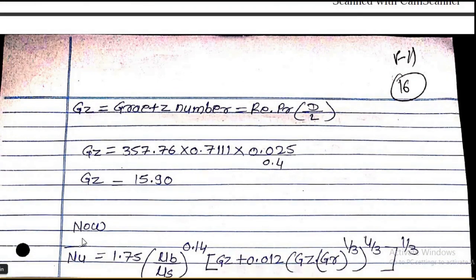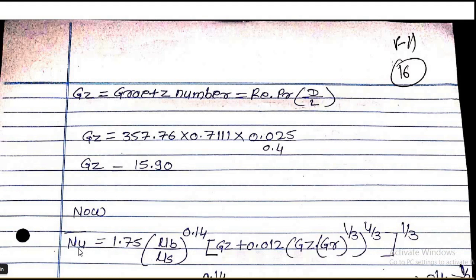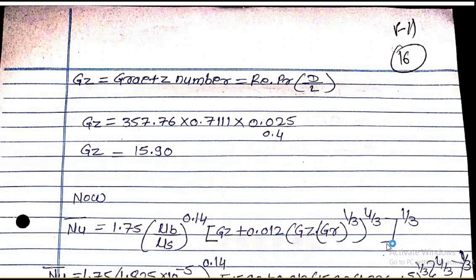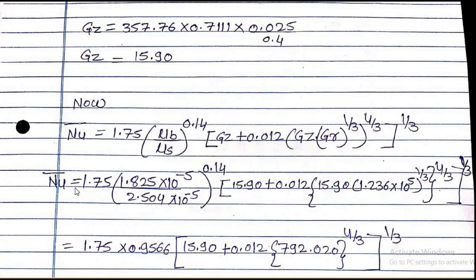Now we have to consider the Hausen and Sieder-Tate type equation. The Nusselt number is equal to 1.75 times the bracket mu b divided by mu s raised to 0.14, in the bracket Graetz number plus 0.012 in a bracket Graetz number multiplied by Grashof number raised to 1 by 3, bracket complete raised to 4 by 3, square bracket complete raised to 1 by 3. Now we have to put all these values in the Nusselt number equation.